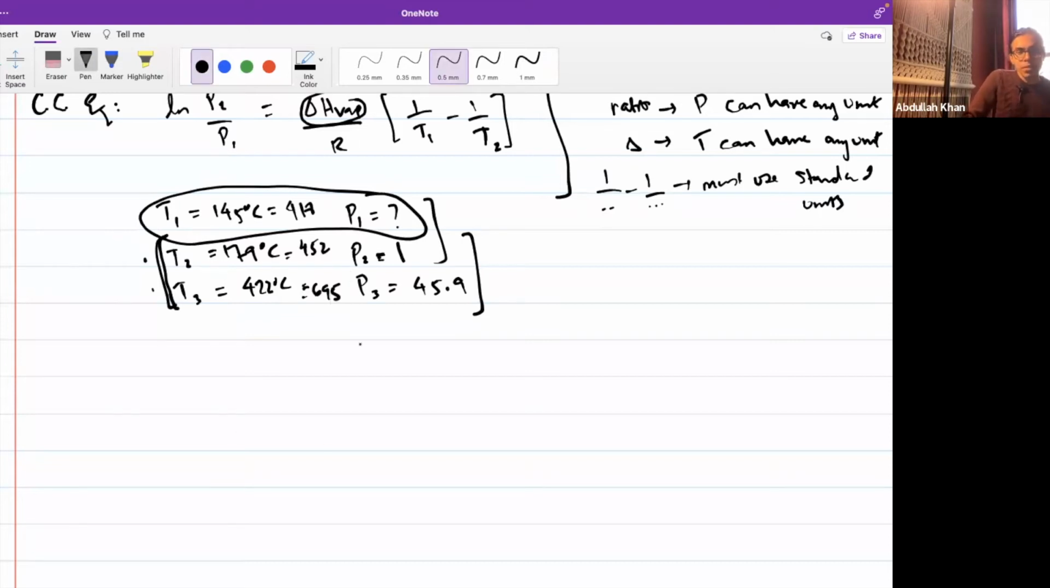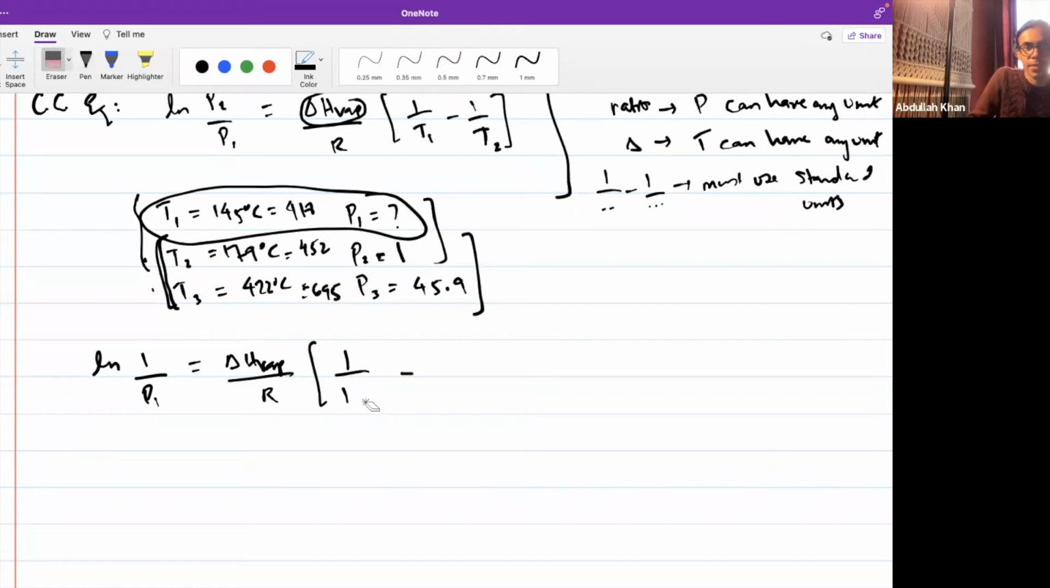Great. So from the first two, I get ln of P2 over P1, which is 1 over P1, equals delta H vaporization over R, times 1 over T1, that's 1 over 418 Kelvin, minus 1 over 452. Take that as your first equation.